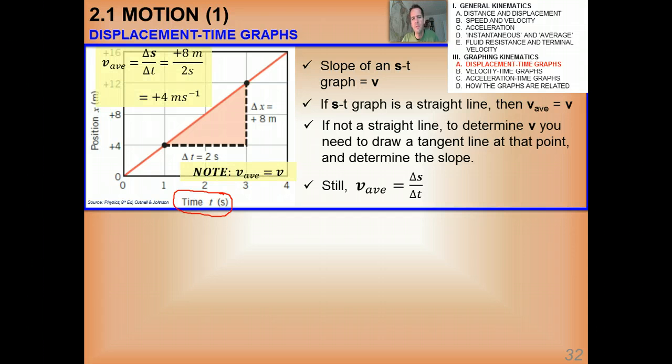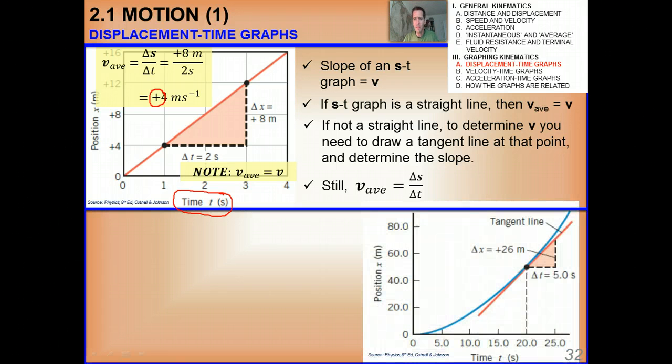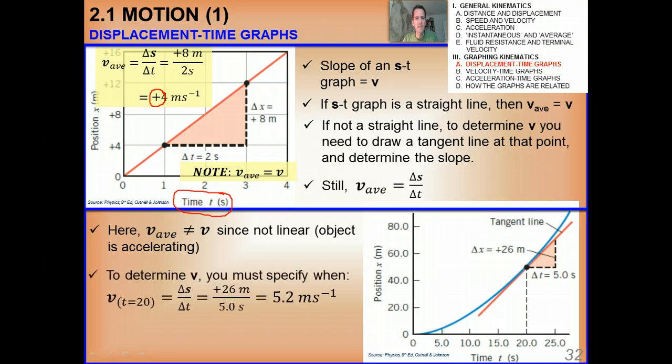So for this particular graph, I have the average velocity being positive 4 meters per second. You need that positive because it tells you that the thing is going forwards, not backwards. And in this case, the average velocity is equal to the instantaneous velocity because the graph is linear. Now, the blue line is a curved displacement time graph, which is a little more interesting and a little more like real life. So here, the instantaneous velocity is not equal to the average velocity because it's not linear.